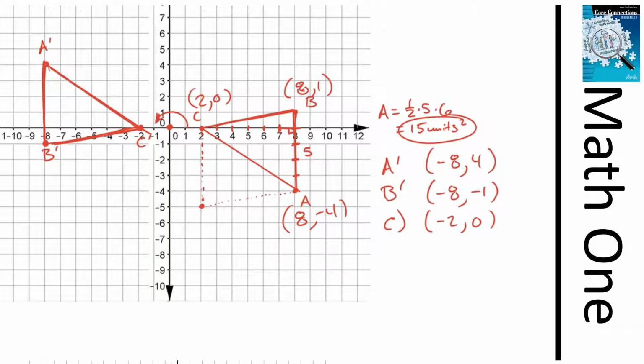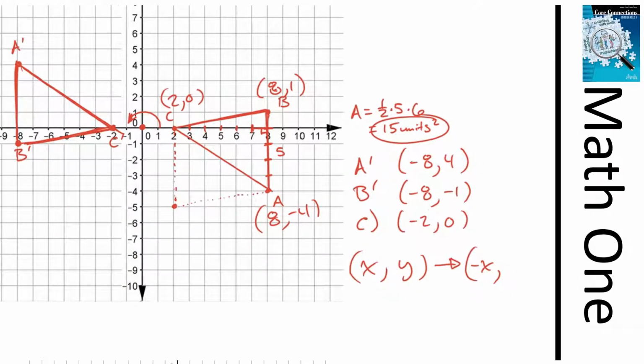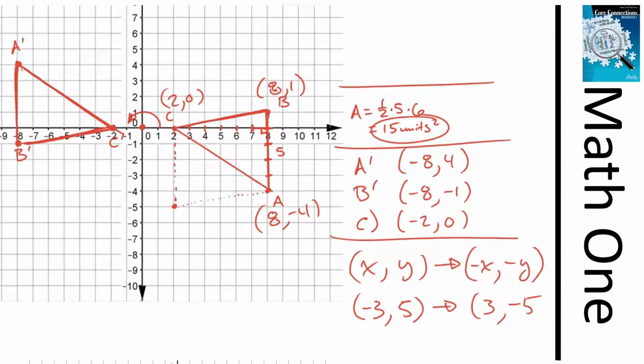So it appears that if I want to do a 180 degree rotation about the origin, I'm just taking the opposite signs of my point. If I have a point located at (x, y), after a rotation about the origin, whatever x is, it's going to be the opposite of that, and whatever y is, it's going to be the opposite of that. Another illustrative point: if I had (-3, 5) and rotated it 180 degrees about the origin, I believe it goes to (3, -5). Again, I digress. This was part A, and this is part B. Let's see what part C says.